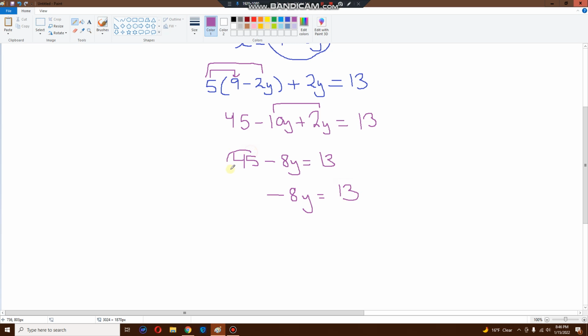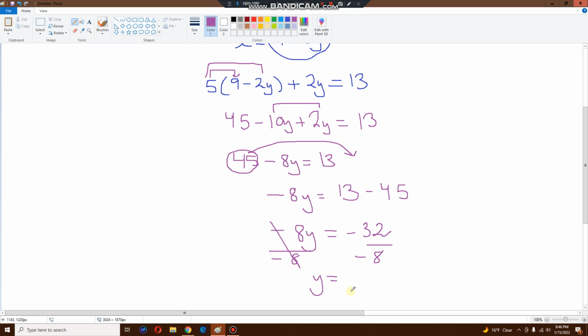13 is good. Positive 45 jumps across that equal sign, becomes minus 45. Okay, and then we get minus 8y is equal to 13 minus 45, which is minus 32. And we just divide by minus 8, divided by minus 8. And we find that y is equal to 32 divided by 8, positive 4. Minus minus is positive. And there we go. We find that y is equal to 4.